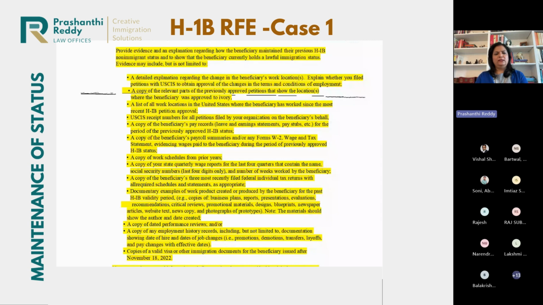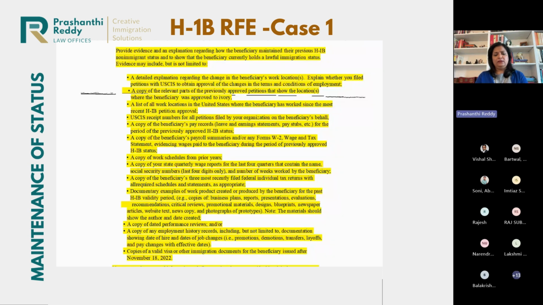So now they're asking for all this information: a detailed explanation regarding the change in work location, a copy of the approval to show that the new work location was actually approved by USCIS, any receipt numbers for the petitions that you might have filed asking for a change in work location, all your payroll documents, work schedules for the prior years, quarterly wage statements showing where the person worked, the federal tax returns, work product information, performance reviews, everything. They're asking for employment history records, copies of a valid visa to show that you left and re-entered the country.